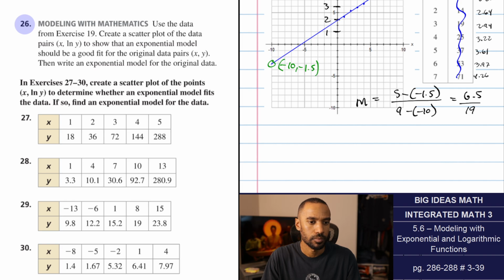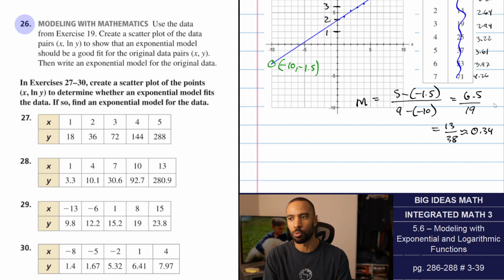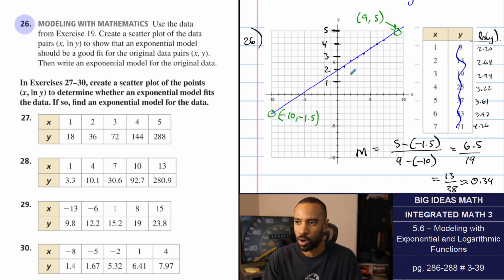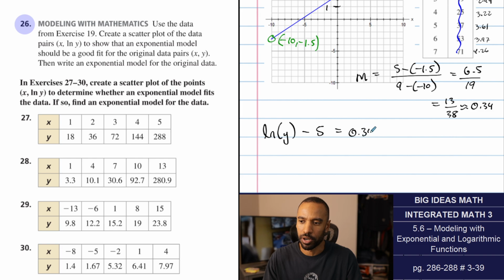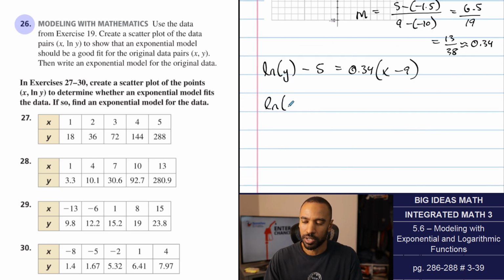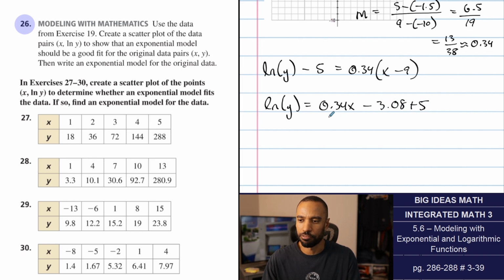I wonder if there's a better fraction than just 6.5 over 19. 13 over 38. The decimal's kind of weird. I'm going to write 13 over 38 to begin with. Eventually, I'm going to do the rounding, and this rounding is going to be 0.34. So I'm going to write 0.34 as the rounding for that slope. Remember, we're going to do e to this power eventually. So our equation is now natural log of y minus natural log of y1. I'll use 5 equals, and I'm just going to write 0.34 here. Don't worry, I have the exact answer there, of x minus 9. And I have to do a distribution as I add 5 over. Natural log of y equals 0.34x. Remember, I have another number minus, and I have my exact number here, times 9, 3.08, and then plus this 5.